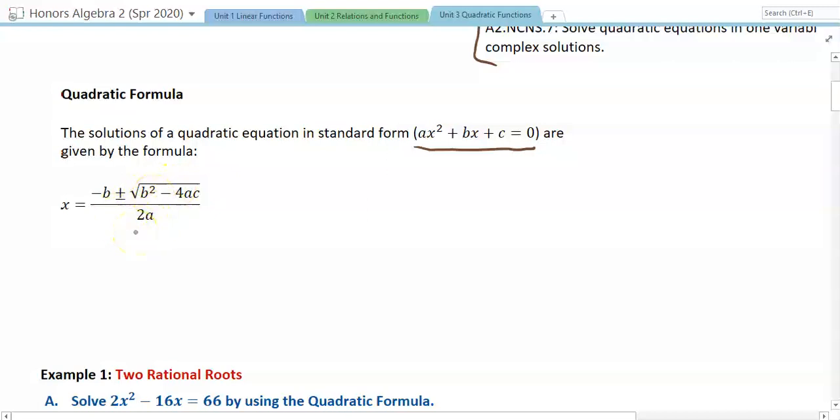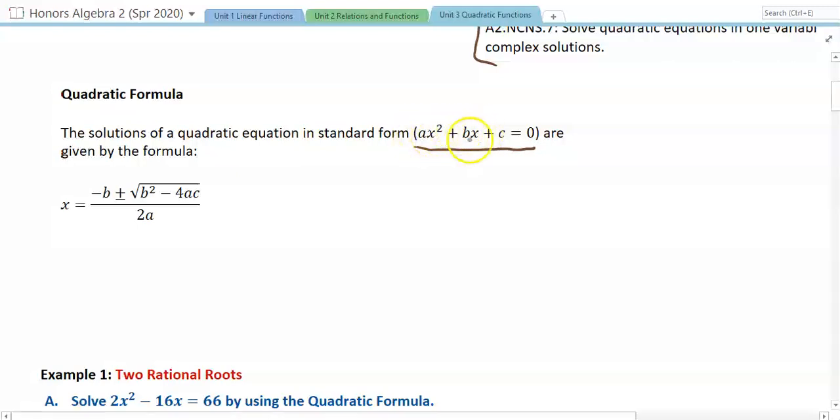Now there's some different songs that you can use, and there's different ones out there that you could use. So I'll give you an example: x equals the opposite of b plus or minus the square root of b squared minus 4ac all over 2a. And so there are easy ways to remember the formula. Obviously you can't be singing it out loud during a test, but if you're humming in your head, you might remember it.